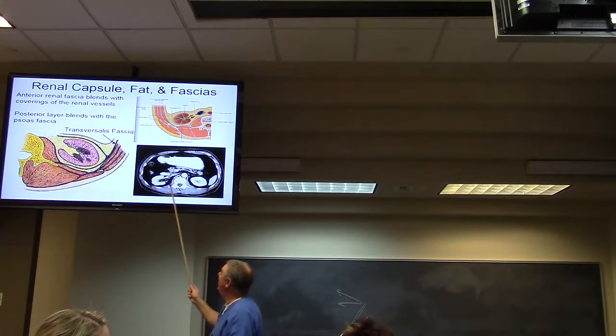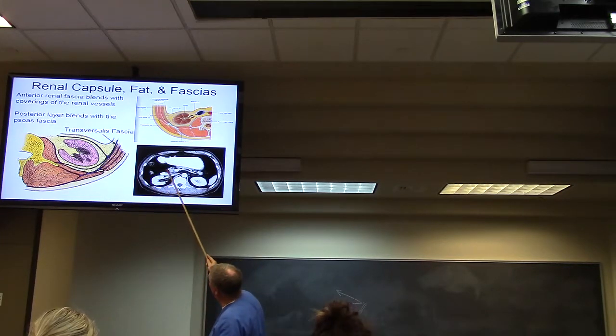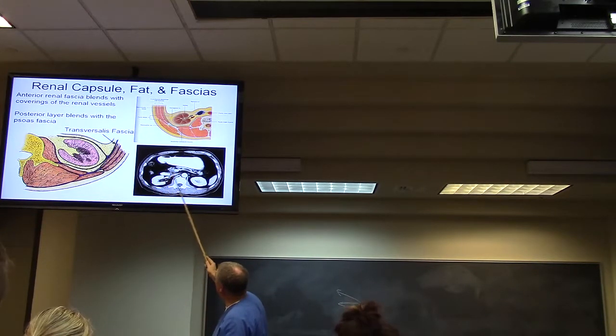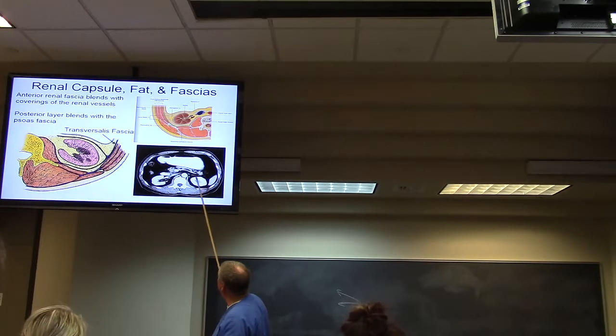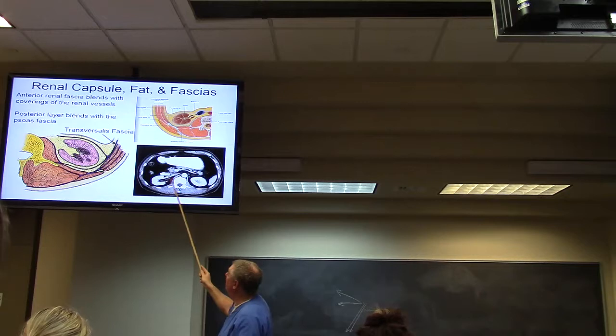On a CT exam, here we have the kidneys surrounded by the fat. That line right there is the renal fascia. You can also see the vessels going into and out of the kidneys right there.